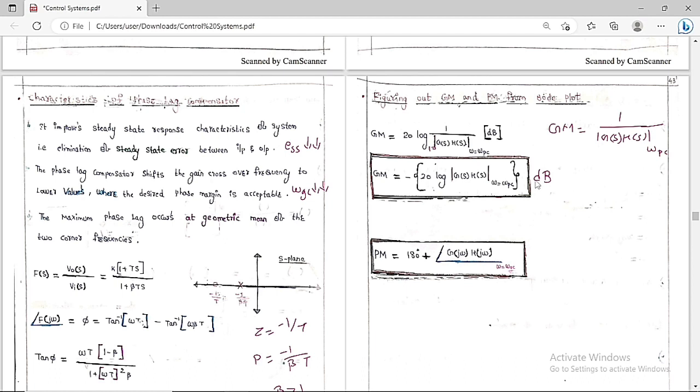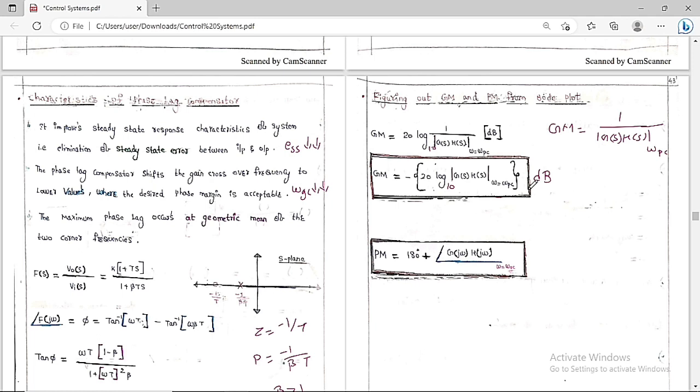If you see clearly, at the phase crossover frequency, try to get the magnitude, which is 20 log of mod of G of S H of S at base 10. Keep this value and attach a minus to it, and you get the gain margin in dB. So from the Bode magnitude plot at the phase crossover frequency, figure out the magnitude, put a minus in front, and you get the gain margin in dB.